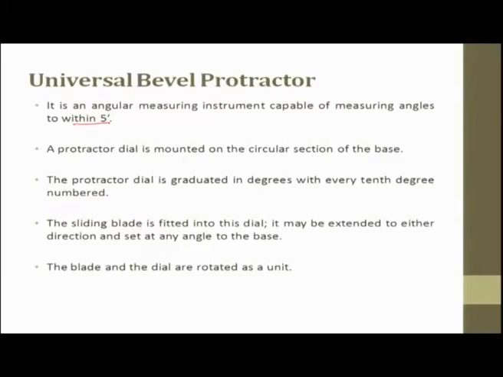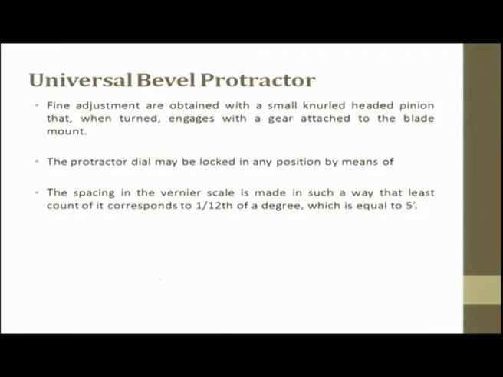The protractor dial is mounted on a circular cross section of the base. The protractor dial is graduated in degrees with every 10th degree numbered. So, vernier. The slide blade is fitted into the dial. It may be extended to either direction set at an angle to the base. The blade and the dial are rotated as a unit. The fine adjustments are obtained with a small knurled headed pinion, so that we can do fine adjustments and get the details.